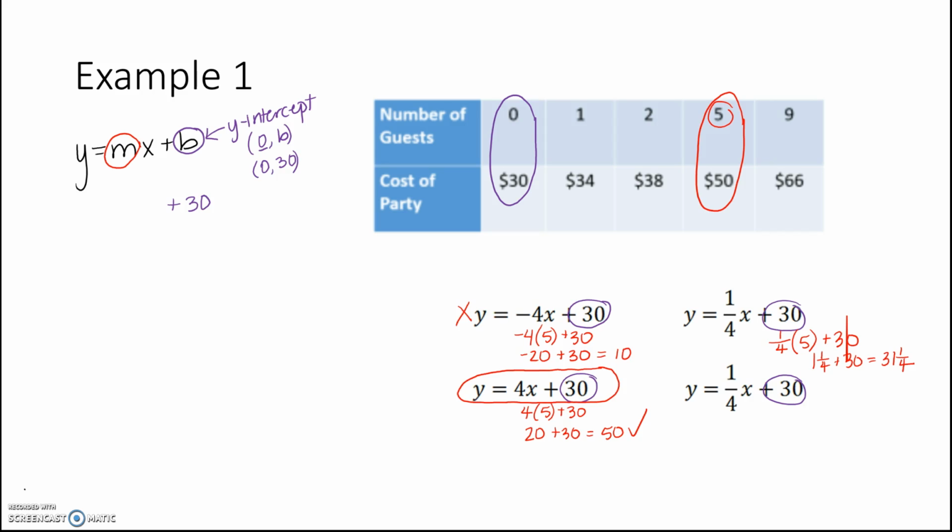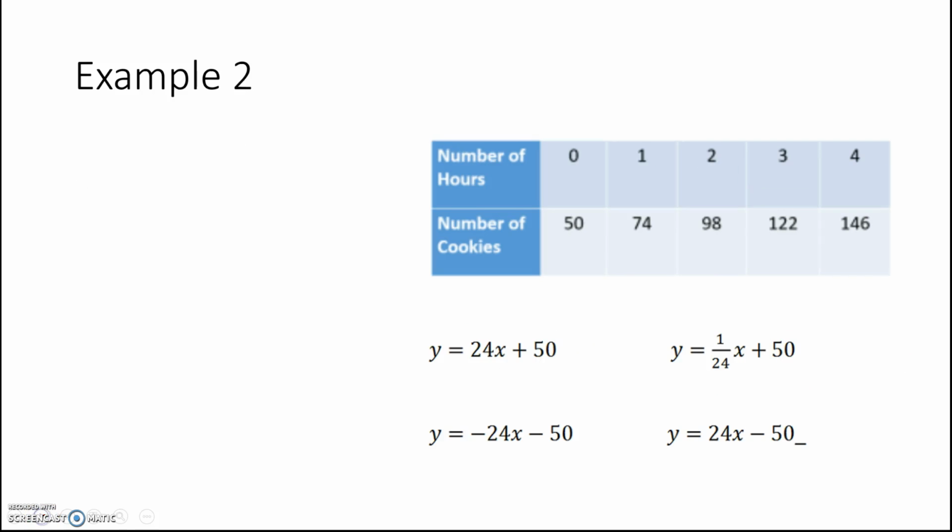So we're going to find our y-intercept from the table, match it with our equations, and then use substitution to verify my rate of change. All right, let's try the next one. So the next one, yet again, we're going to focus on our y equals mx plus b, and I'm going to start with my y-intercept. So I'm looking for the value of y if x is 0. So 0, 50. That is my y-intercept.